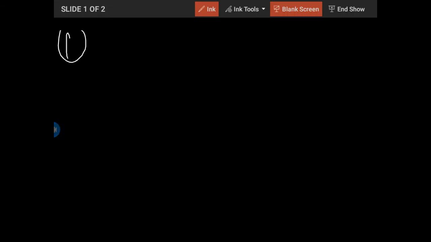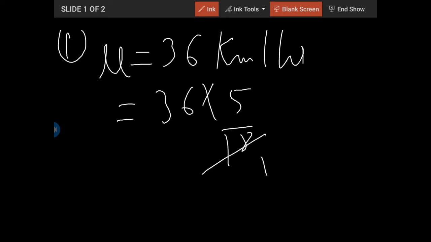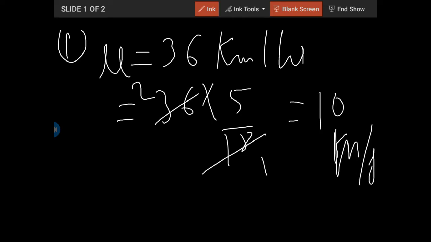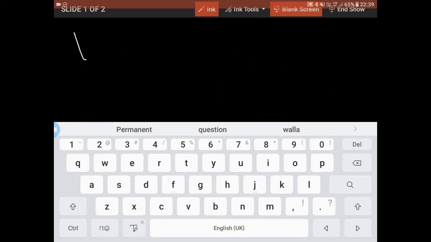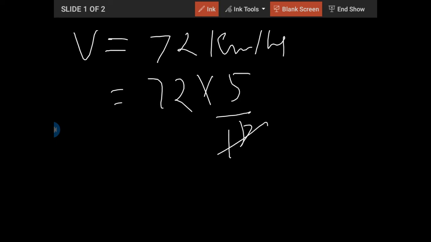The first question is from acceleration, in which the initial velocity is 36 km per hour. So we can convert it into meter per second by multiplying it by 5 and dividing it by 18. So 36 times 5 by 18 is 10 meter per second. Now the final velocity is 72 km per hour, which implies 72 into 5 by 18, and cancelled out it will be 4, so 20 meter per second.